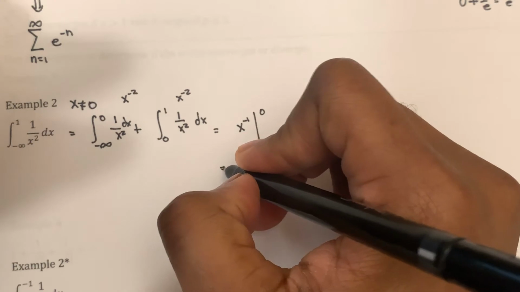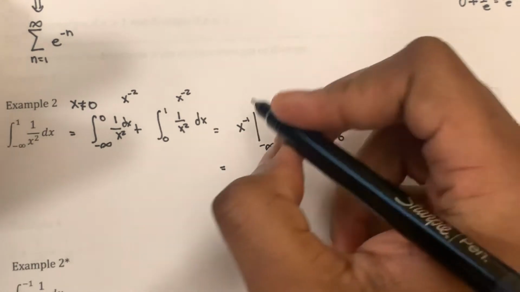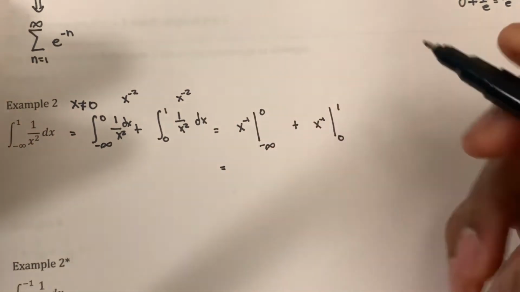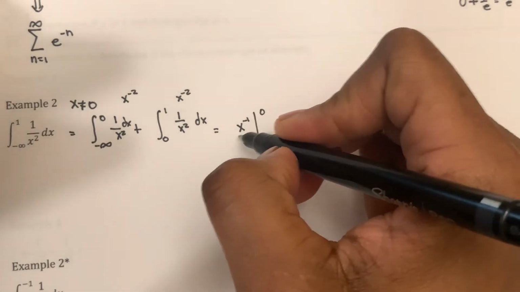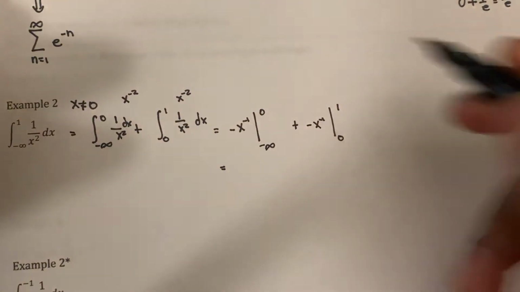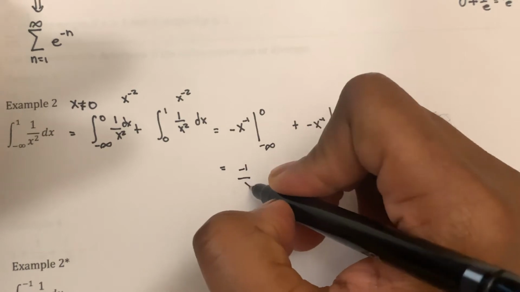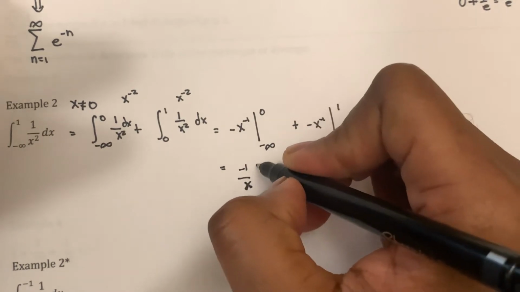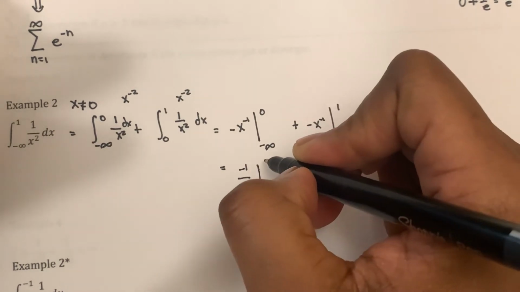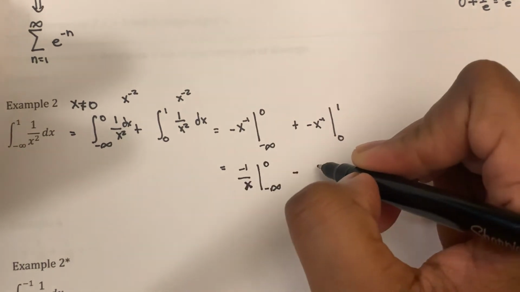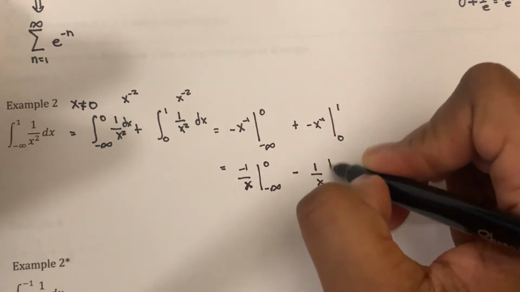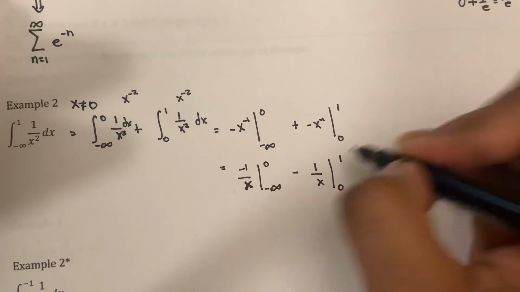Now, in both instances, you can rewrite this. This should be x to the negative 1 divided by negative 1, so both of these should be a negative. So we'll get negative 1 over x evaluated from negative infinity to 0, minus 1 over x evaluated from 0 to 1.